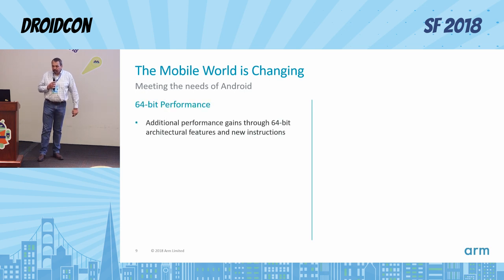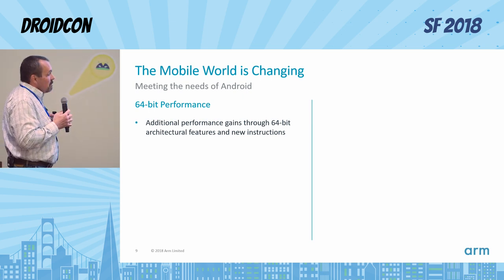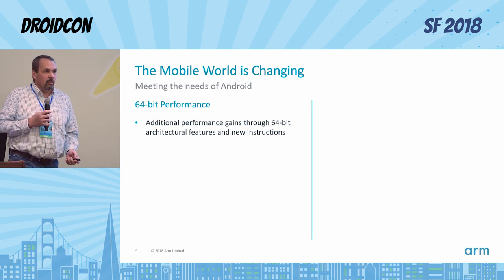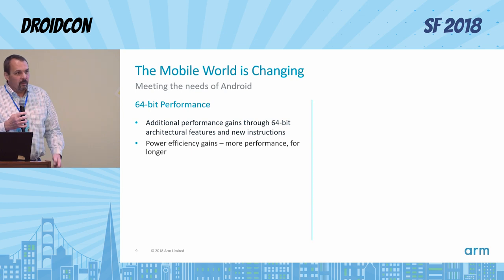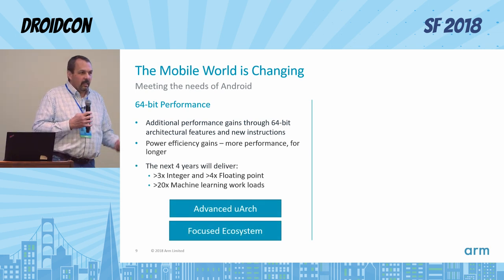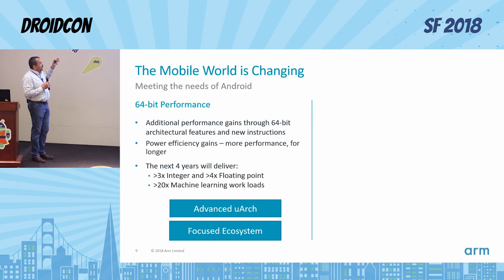So really the mobile world is changing. Again, this is what I believe really needs to happen. But you get additional performance gains through using a 64-bit architecture. Power efficiency gains, you don't want your app to be the one that drains the battery. So those are things that we're very conscious of. And then in the next 4 years, we believe we're going to see greater than three times and greater than four times performance for integer and floating point math. For machine learning workloads, we're forecasting about a 20 times increase in the performance that we're currently seeing.